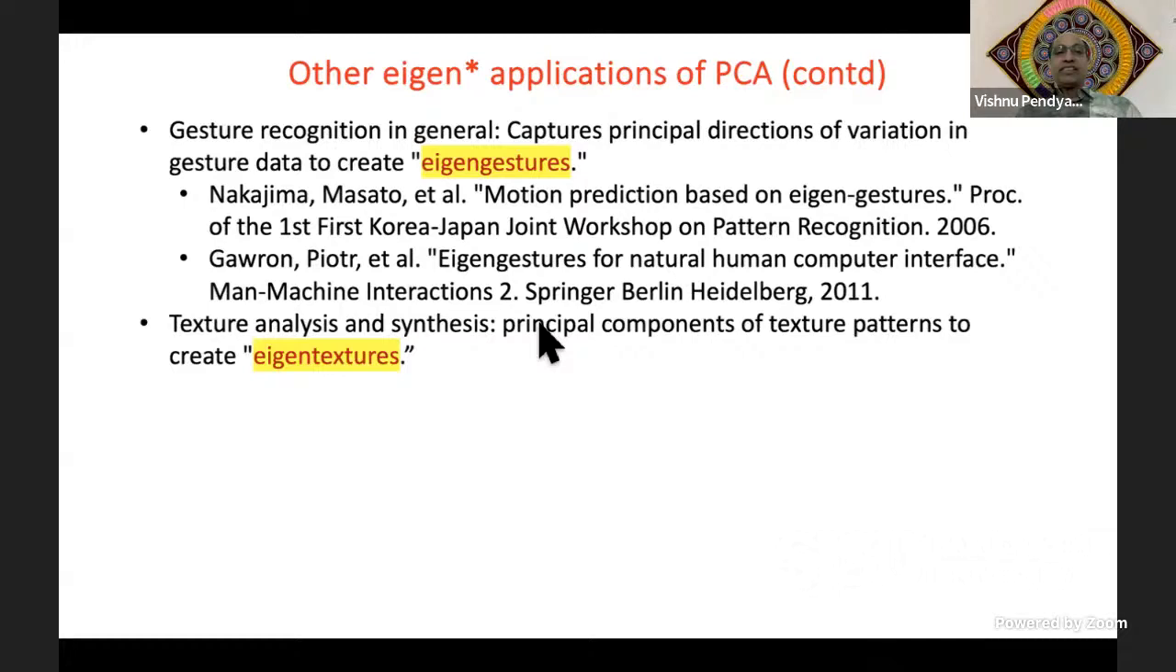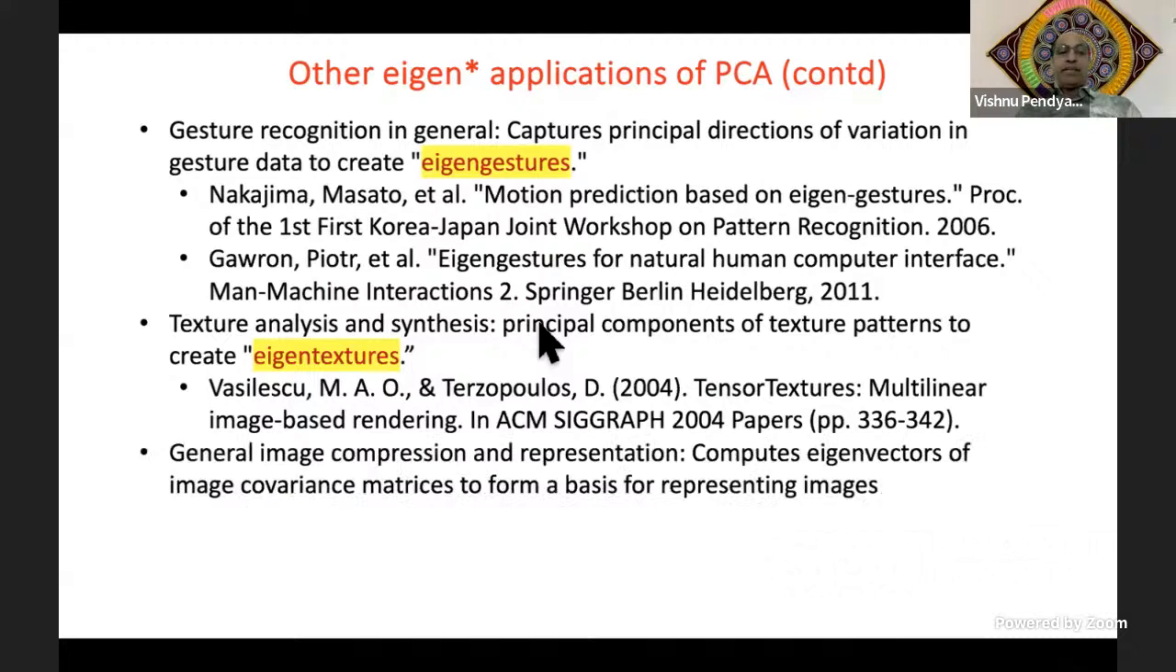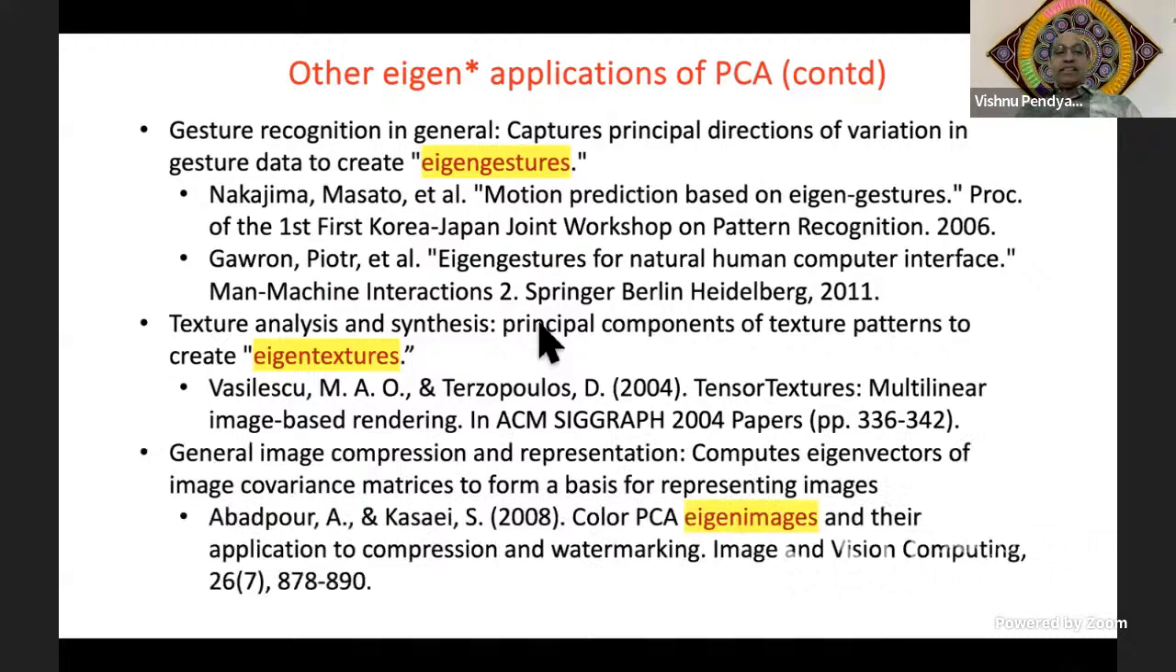Eigentextures, tensor textures, a paper for image-based rendering. Then eigenimages is a more general concept for compression and representation using principal component analysis. So it's a very simple technique, just high school math, and you can do such wonders with it. This high school math is what we covered so far.